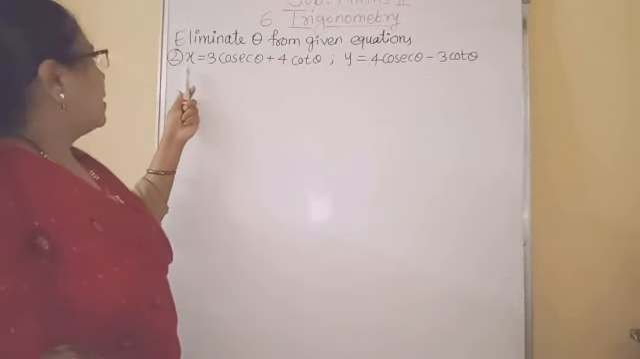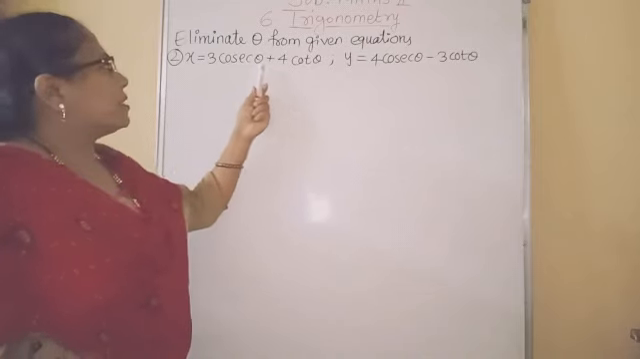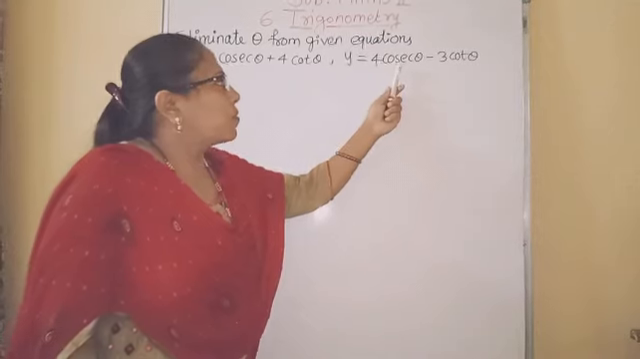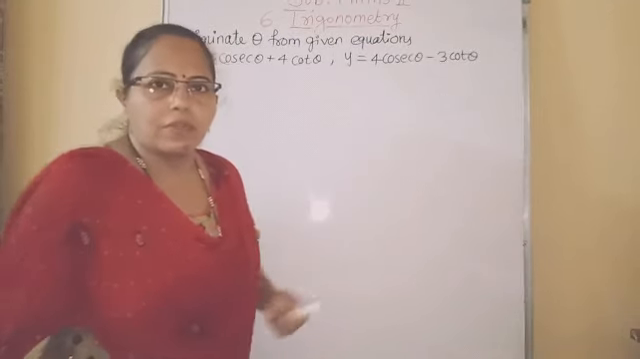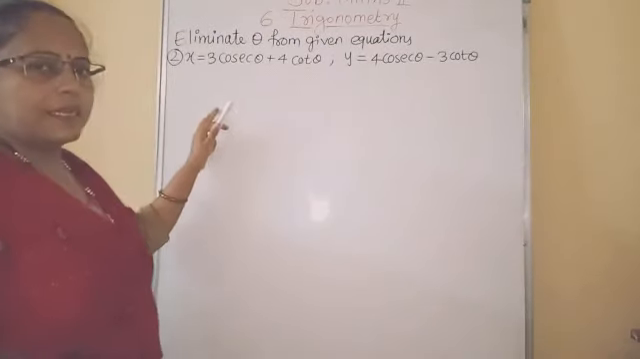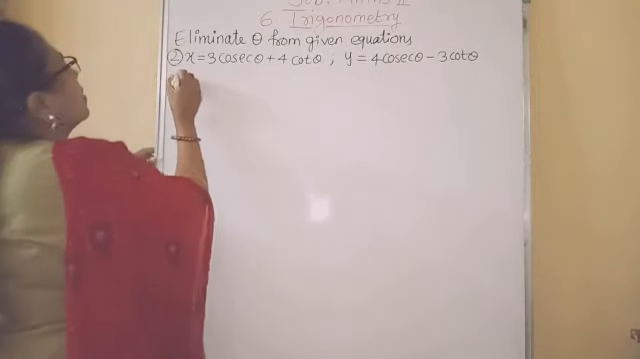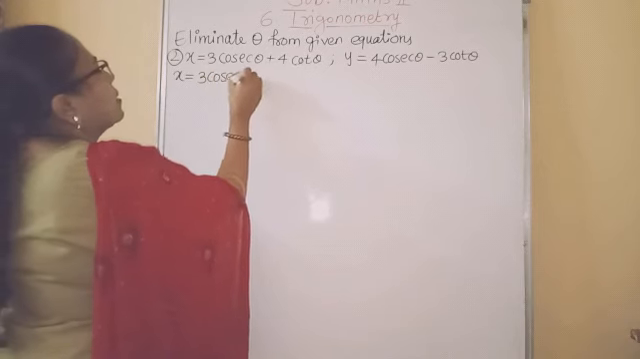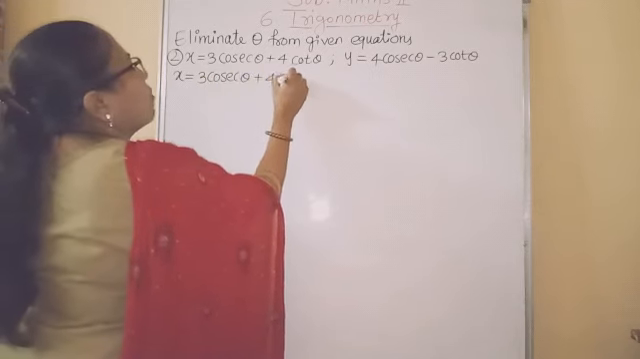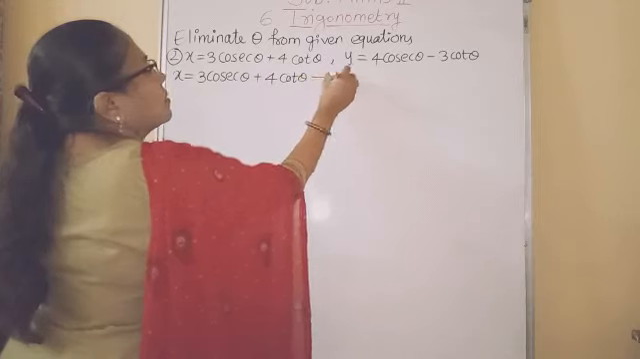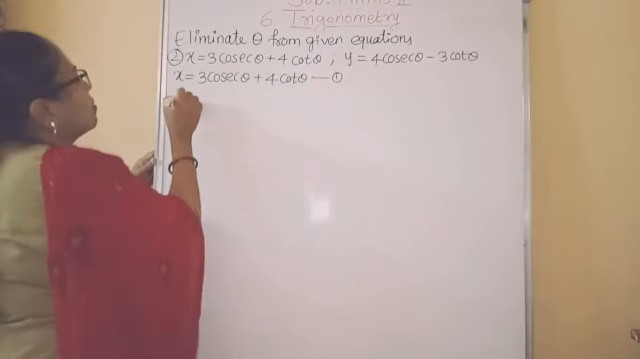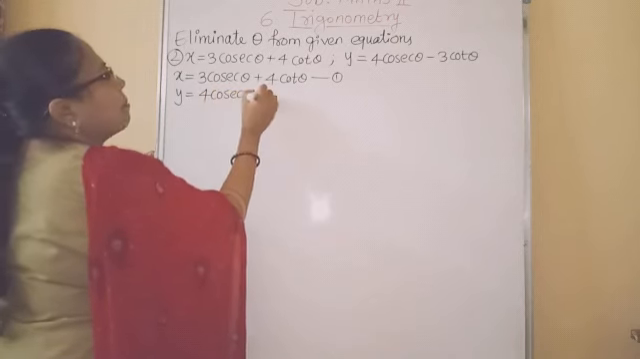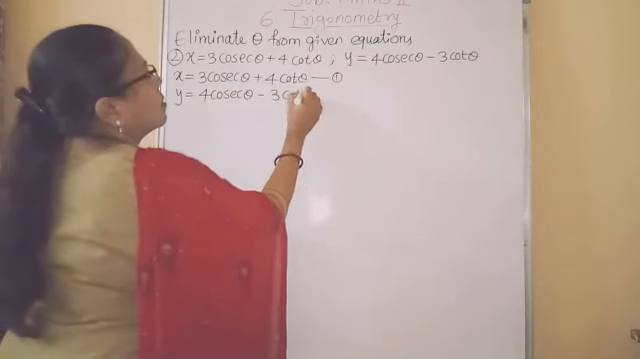Follow the next example. X equal to 3 cosec theta plus 4 cot theta. Y equal to 4 cosec theta minus 3 cot theta. Okay. Let's write the equations here. X is equal to 3 cosec theta plus 4 cot theta. This is the first equation. Y equal to 4 cosec theta minus 3 cot theta.